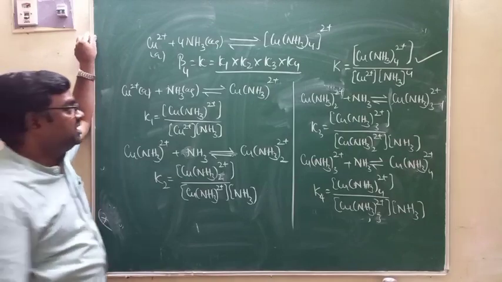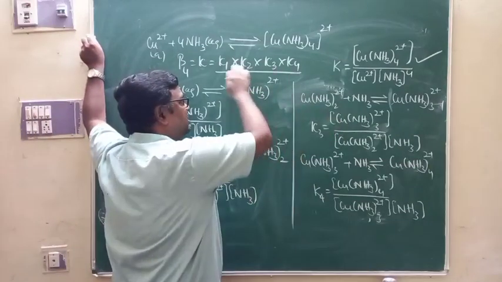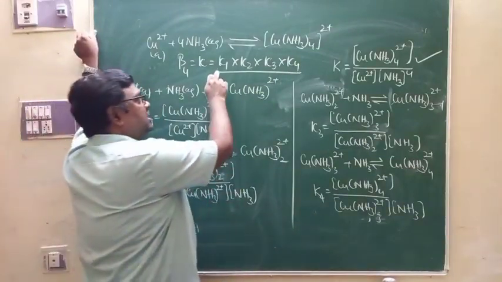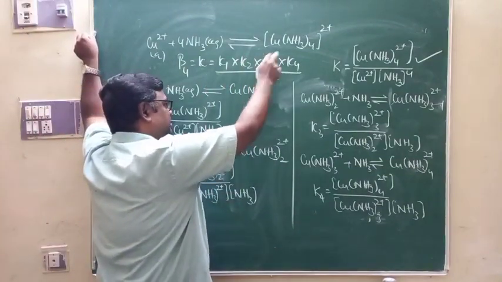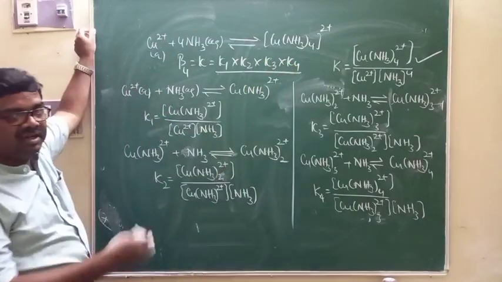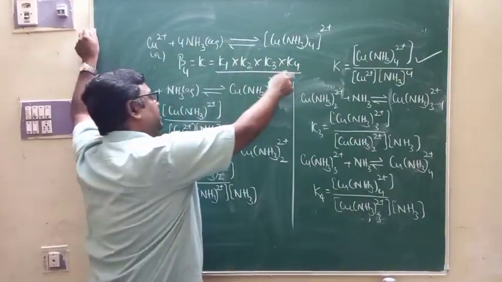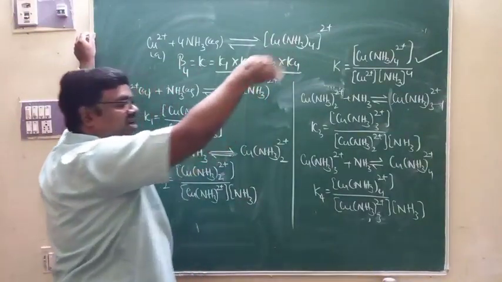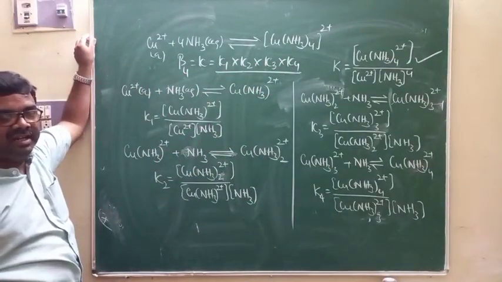And of course, as I said, as the number of steps increases, the association constant value goes on decreasing. That is, K1 is greater than K2, K2 is greater than K3, K3 is greater than K4. If there are 5 steps, it is beta 5, K5 comes. If there are 6 steps, it is beta 6, then it is K4 into K5 into K6, it continues like this.